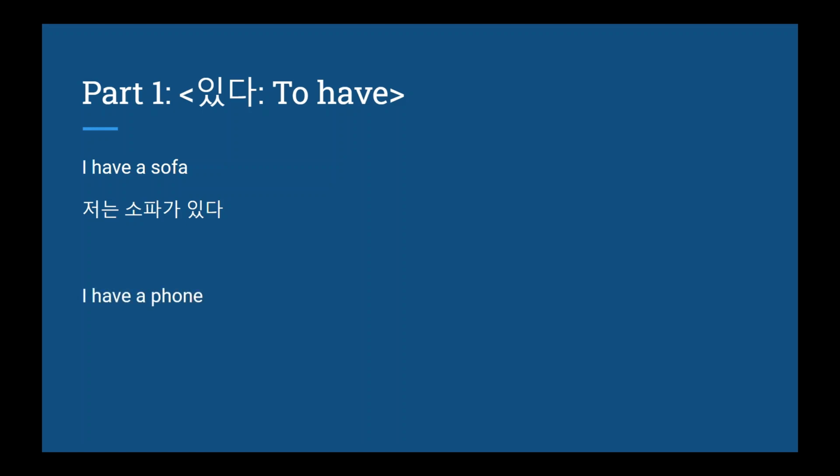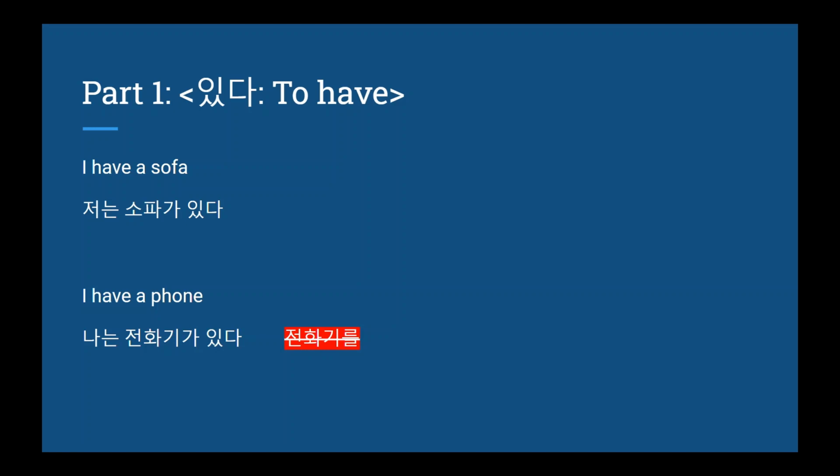Another example would be I have a phone. 나는 전화기가 있다. I have a phone. Now notice that the object particles 를 or 을 are not used with 있다. Instead, 이 or 가 are used.